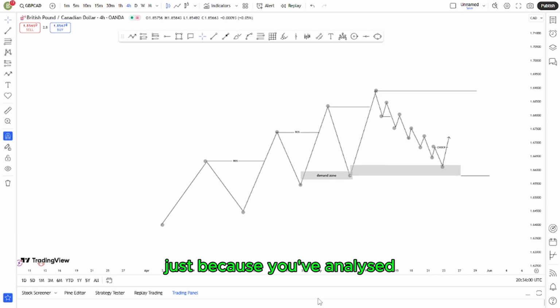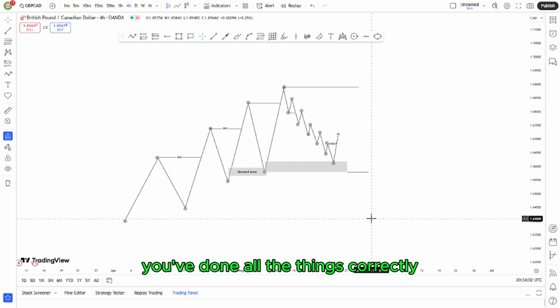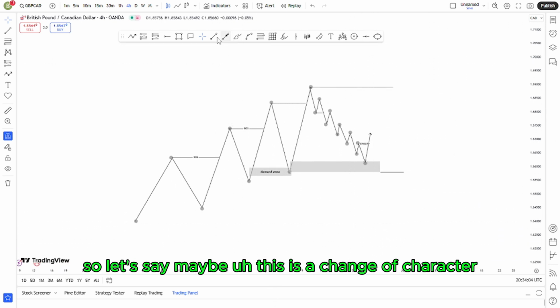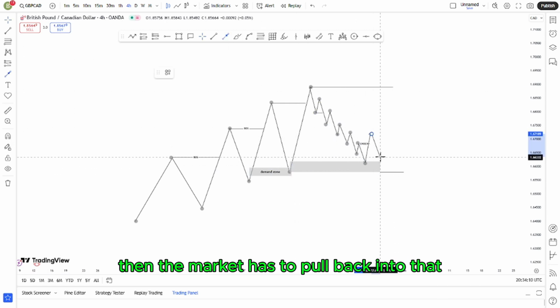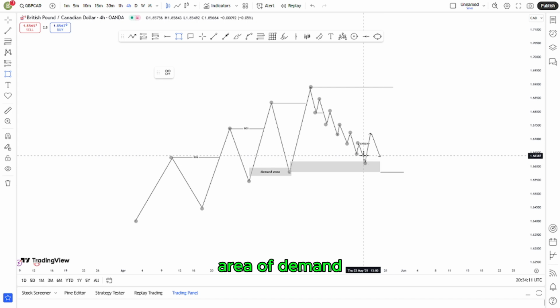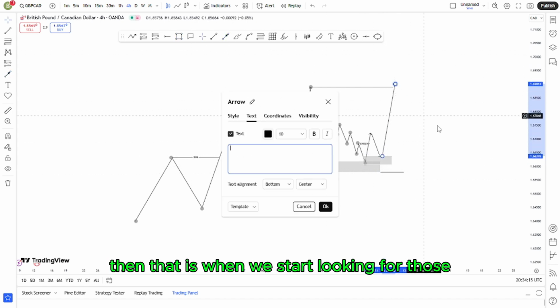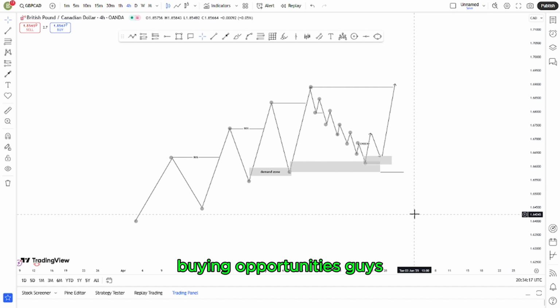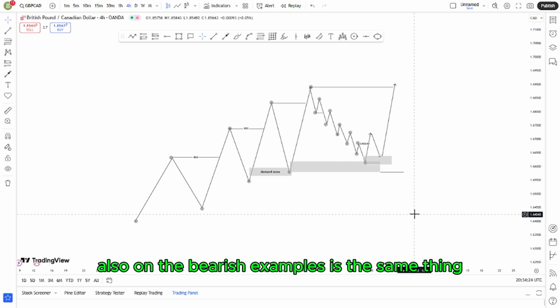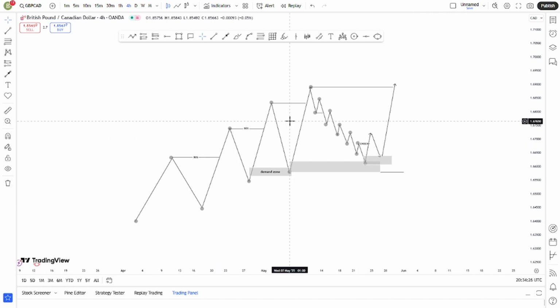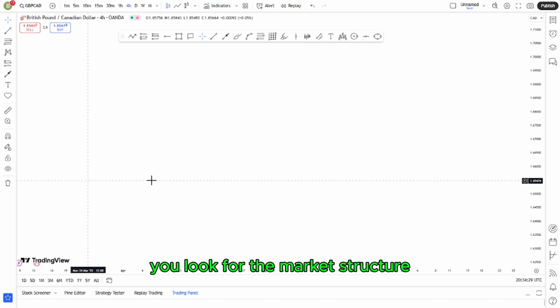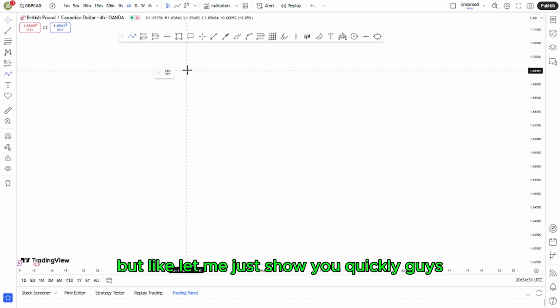Just because you've analyzed, you've done all the things correctly, now you're just looking for an entry. So let's say maybe this is a change of character, then the market has to pull back into that area of demand. Then let's say maybe this is an area of demand, then that is when we start looking for those buying opportunities, guys. Now I'll show you, this is a bullish example, but also on the bearish example, it's the same thing. You look for areas of interest, you look for the market structure. But let me just show you quickly, guys.